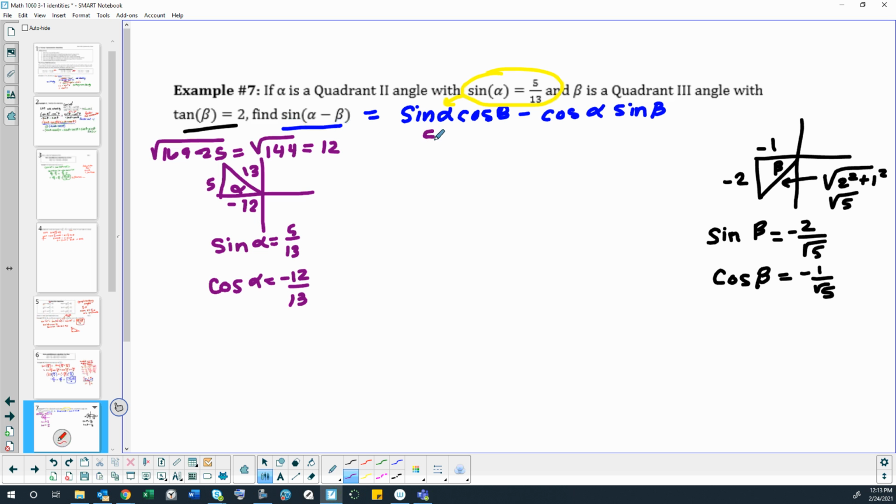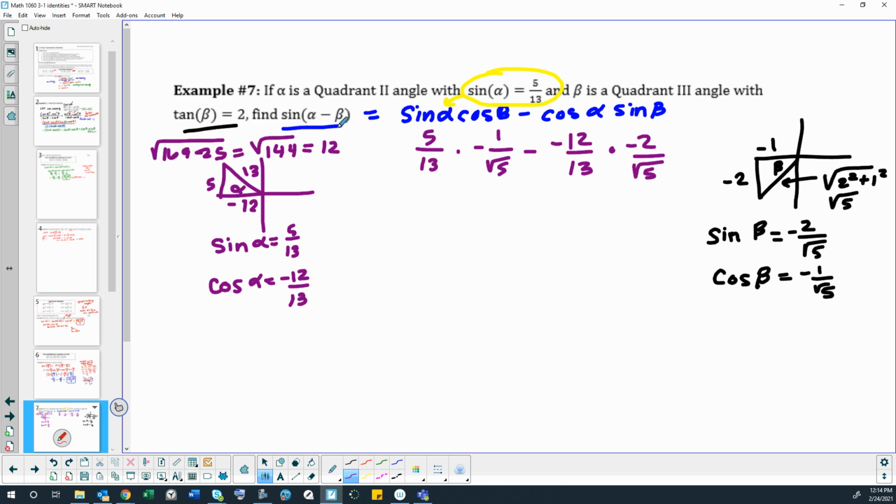So sine of alpha is 5/13. Notice how when I replace the sine of alpha with the ratio, the reason I keep saying this is I've had students over the years that keep writing sine next to it. No, sine of alpha is 5 over 13. The sine and the alpha are gone. It represents this, right? And then the cosine of beta is negative 1 over square root of 5. You could rationalize it if you want to. I'm not worried about it. And then cosine alpha is negative 12/13. And sine beta is negative 2 over square root of 5.